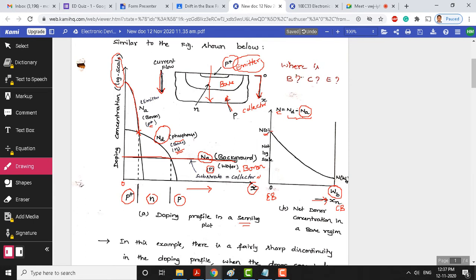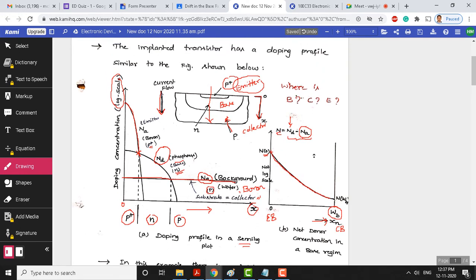And as you keep moving from the emitter-base junction to the collector-base junction, you can see that Nd keeps decreasing. That is what you are seeing from the profile here. So when Nd keeps decreasing and Na is maintained as a constant, of course, the total N also keeps decreasing here. So that is what the graph looks like.